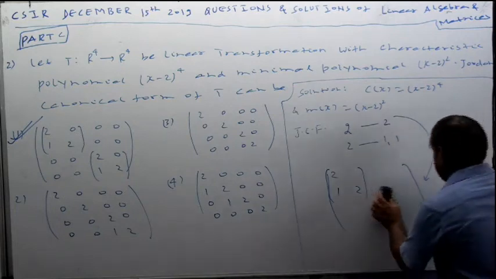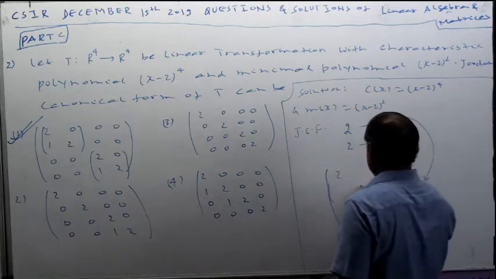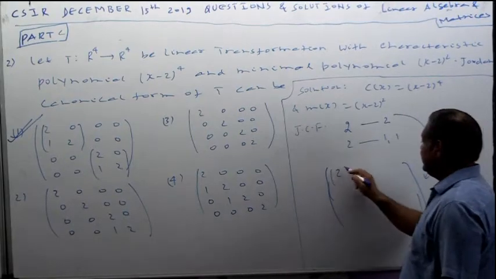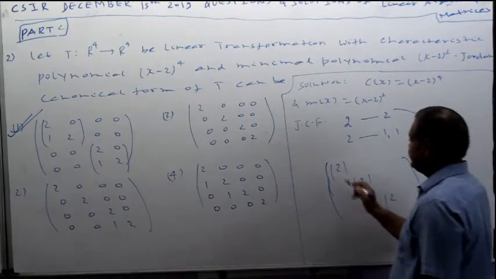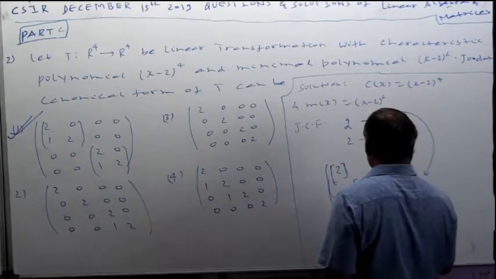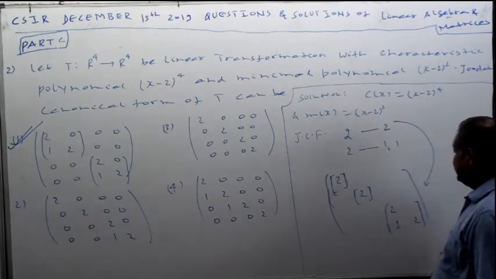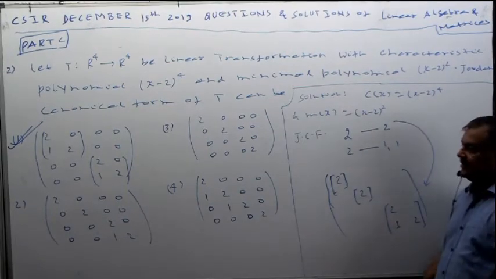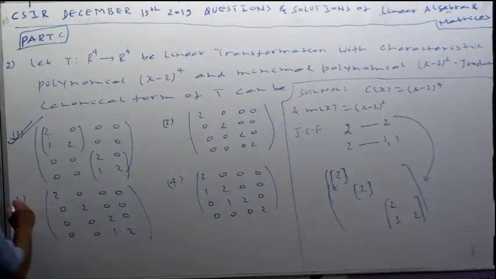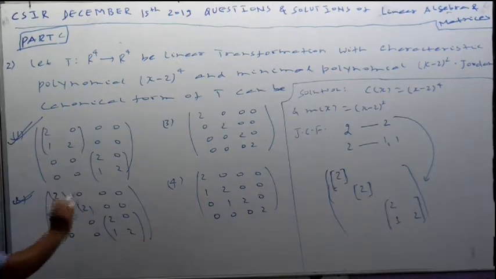For the second part, what will happen? We have 2, 2, 2, 2, one block of size 2 and the remaining two blocks of size 1. It is this, this and this. Here I will get 1 here and nowhere else 1, and the remaining places will be 0. Watch that the second one is also perfect. In the examination hall do nothing, just watch that one block is of order 2 and the remaining are of size 1, 1.